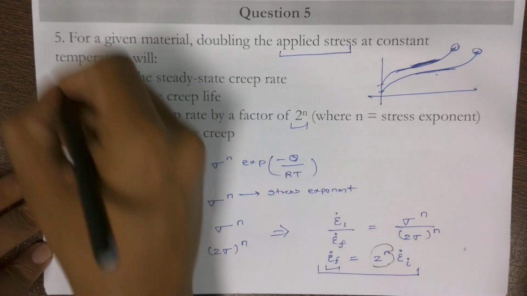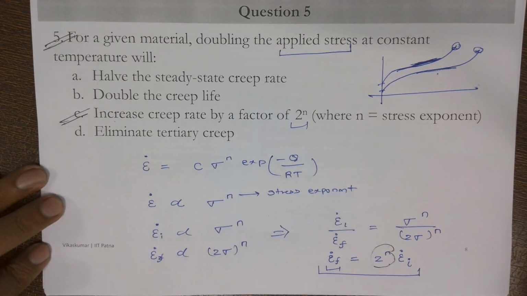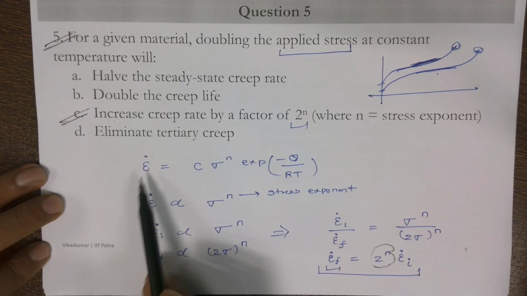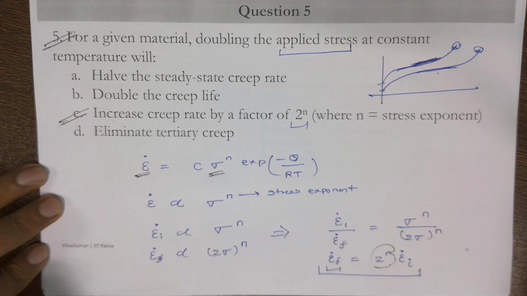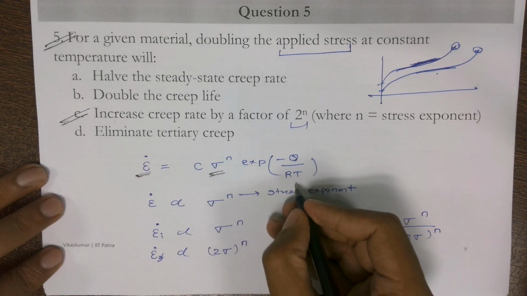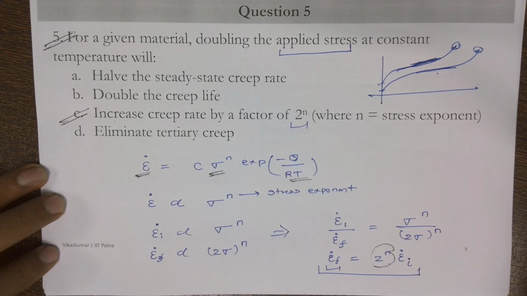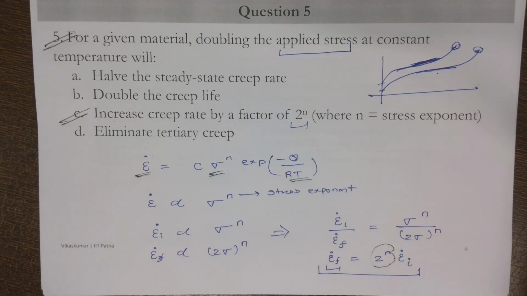So option C is the right answer over here. All we are supposed to know here is that the strain rate in the creep depends upon two terms. One is the applied stress, and second is the temperature at which the creep experiment has been carried out.